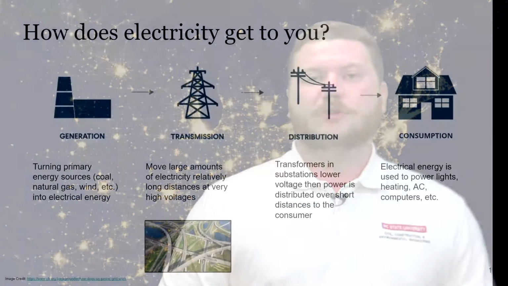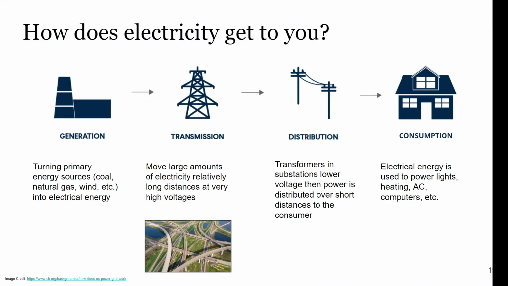Whereas if we get to the distribution system, which is what connects the transmission system to your home, these are lower voltage power lines that are more designed to take the power and distribute it to where it's actually going to be used. So the electricity goes into substations, the voltage is dropped, and then it's sent out over distribution lines to homes and businesses and any end-use consumer.